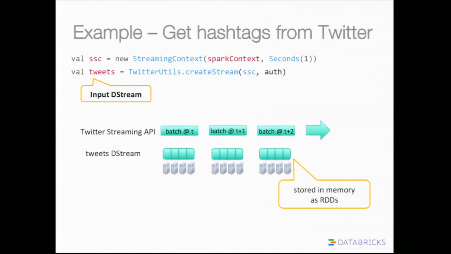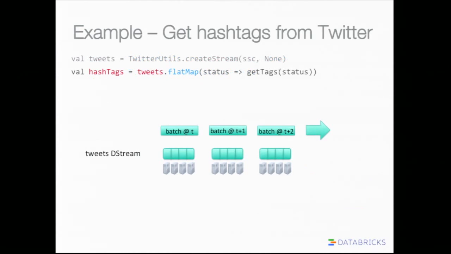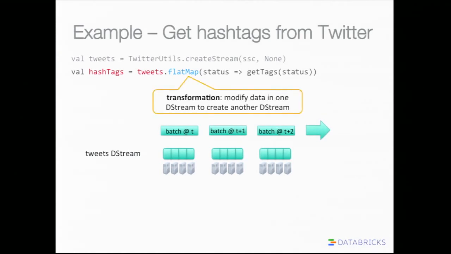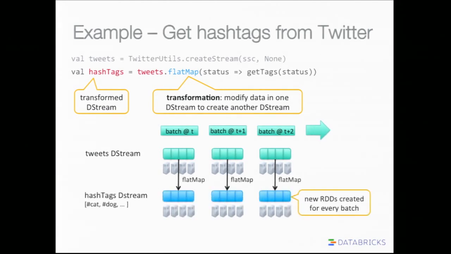RDDs. Next, we want to do some transformation over these tweets. Let's say we want to get the hashtags out of it. For that, we apply this transformation flatMap to get the multiple hashtags from each tweet. This transformation essentially creates a new DStream. Underneath, when you run this whole program, for every batch of data that is received, the system will do this flatMap operation on that RDD and create new RDDs. This new sequence of RDDs will essentially form the new DStream.